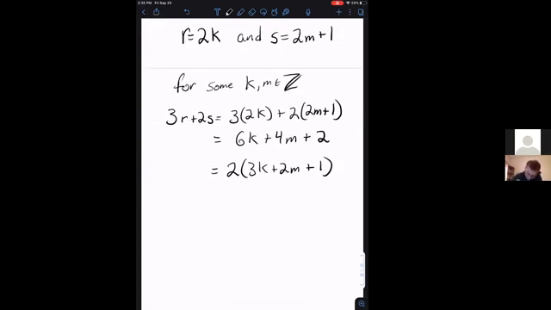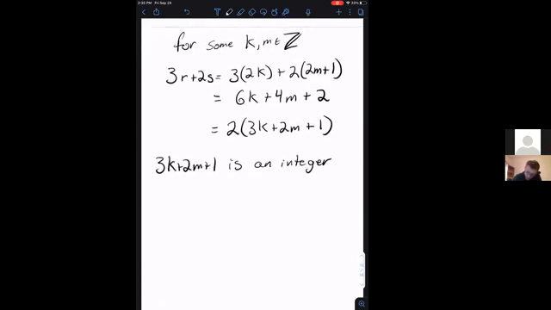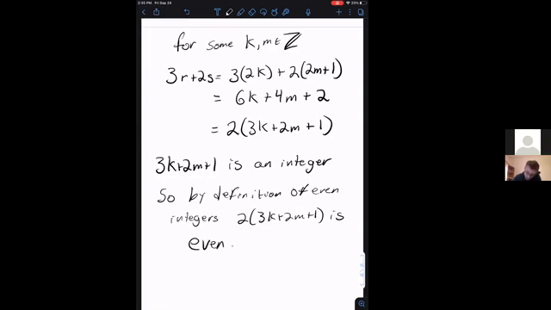So I say now, 3k plus 2m plus 1 is an integer. So by definition of even integers, 2 times (3k plus 2m plus 1) is even. Done.